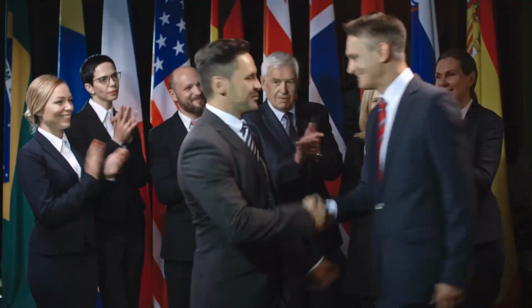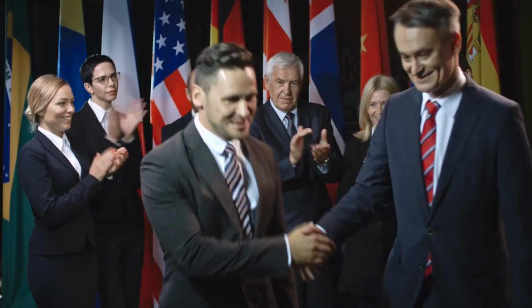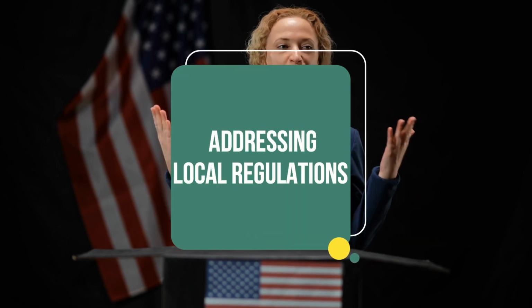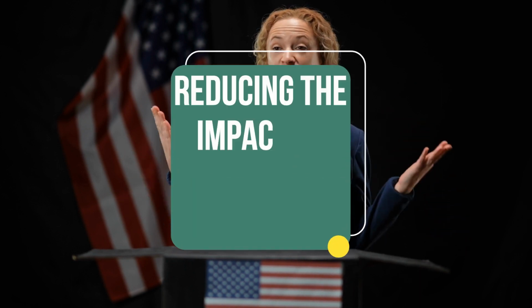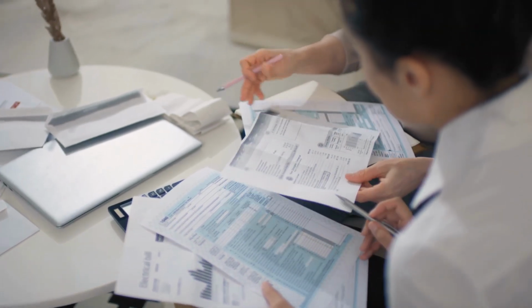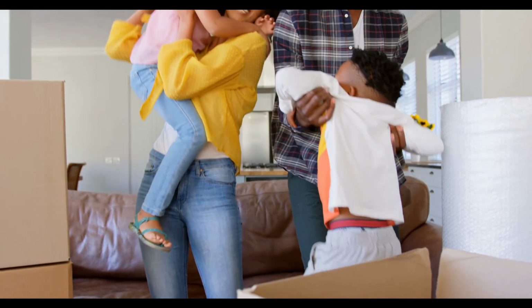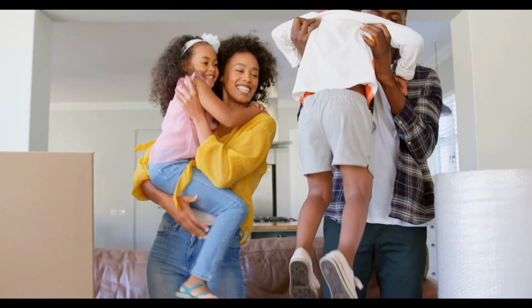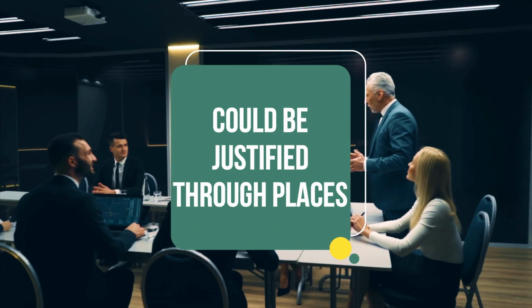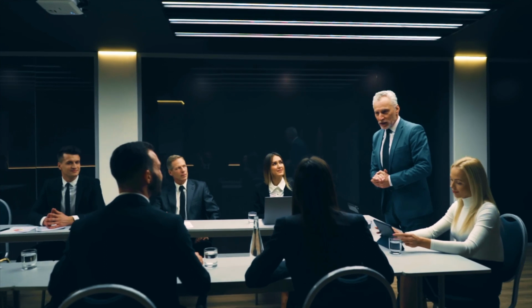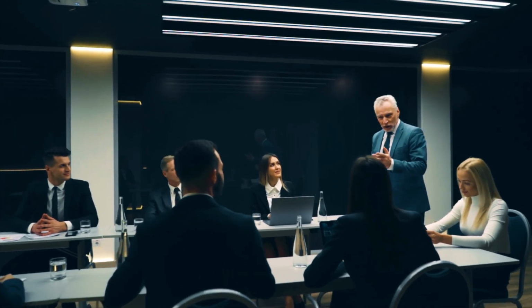2020 presidential candidates have proposed 3 common housing reform policies: removing the burden of housing cost, addressing local regulations, and reducing the impact of historical racial loss. With the federal tax credit for renters, some new candidates want to set up a system that can flow from affordable housing companies to all American households. These companies would refund some of your income and could be justified through places like California, with strict building restrictions, where it would be more likely to push rental costs up.